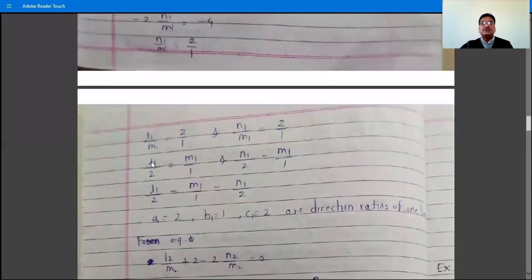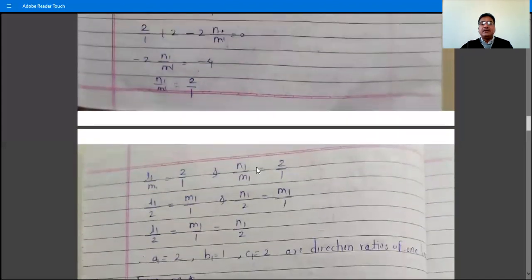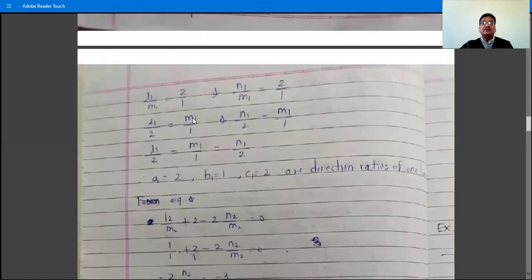And then we have L1 by M1 is 2 by 1, and N1 by M1 is again 2 by 1. So L1 by 2 is equal to M1 by 1, and N1 by 2 is equal to M1 by 1. Therefore L1 by 2 is equal to M1 by 1 is equal to N1 by 2. And therefore we have the direction ratios of one line out of the two lines. What are they? 2, 1 and 2. Let them be A1, B1 and C1, the direction ratios of one line.